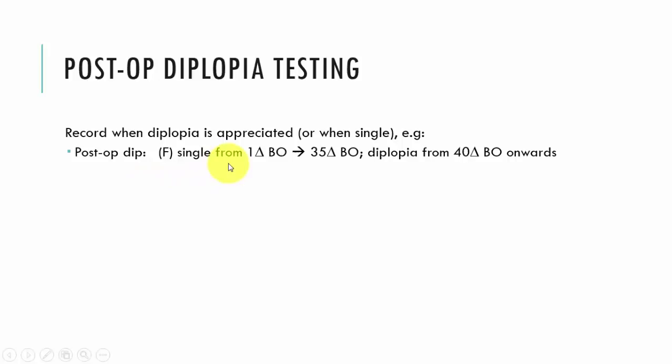and you will document descriptively, essentially, where the patient had single vision and where there was diplopia. So here I've indicated the patient's got single vision from the very first prism to 35 diopters base out, and then diplopia was experienced with the 40 diopter prism and anything above that.